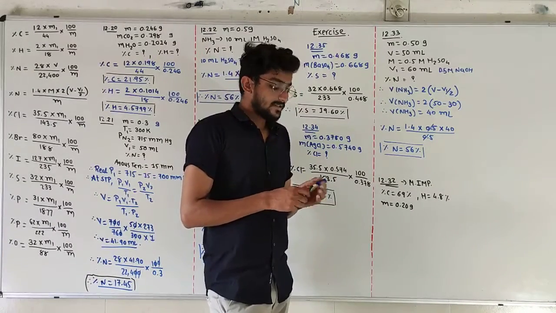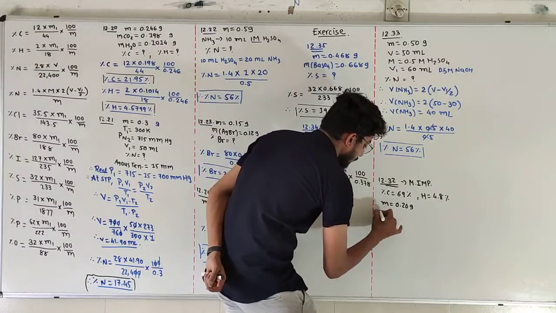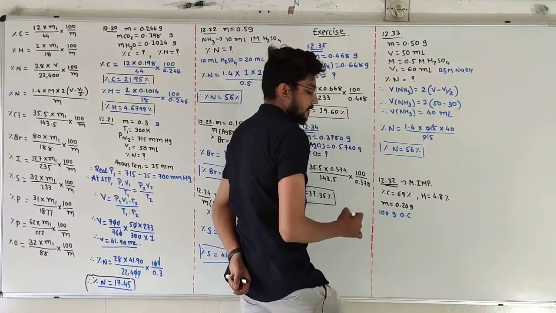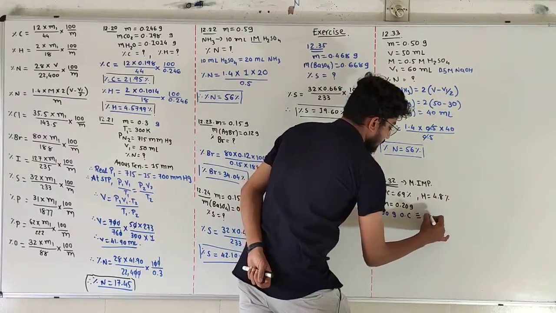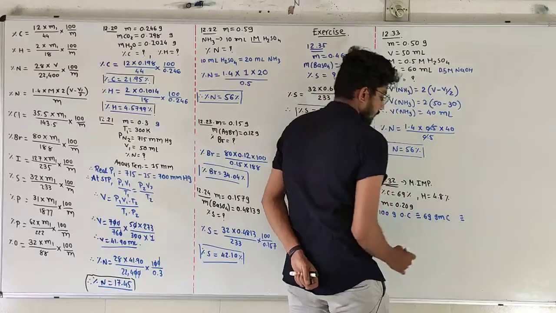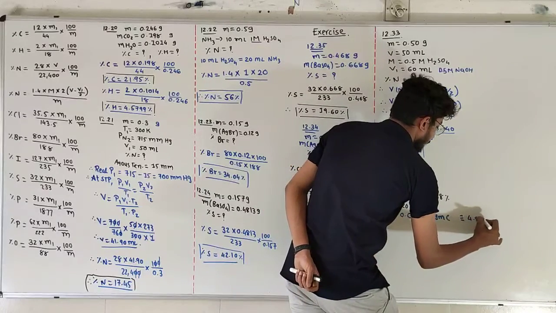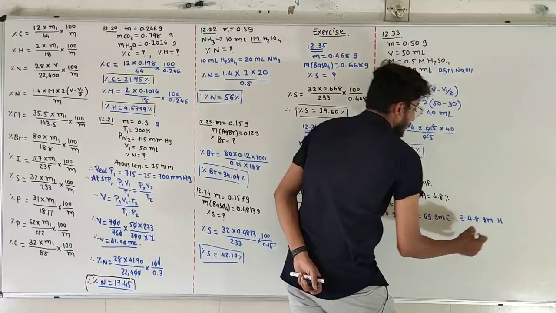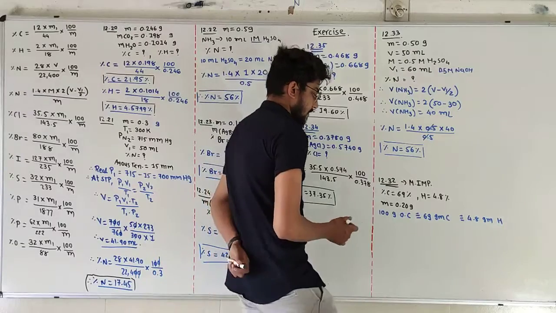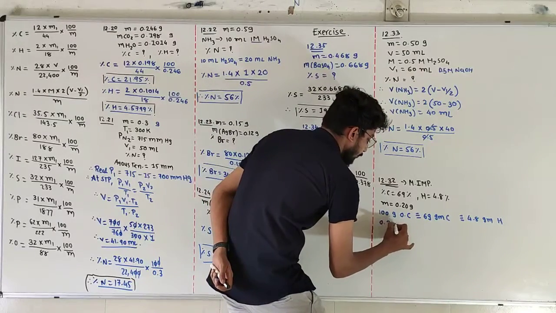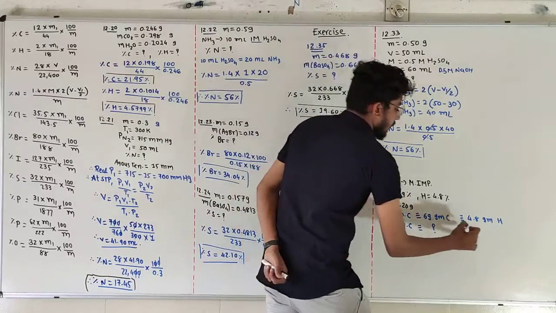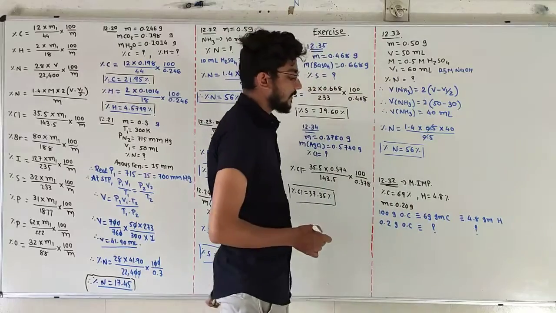So as a first step, if 100 gram organic compound is there, there is 69 gram carbon available and 4.8 gram hydrogen available, as the percentage has been given. But I have 0.2 gram organic compound, then how much amount of carbon will be there and how much amount of hydrogen will be there?